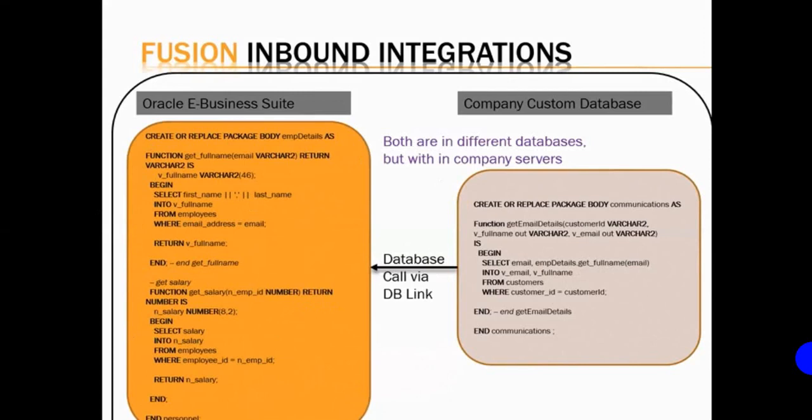There is a provision. If you enable DB links, then you can call the package which is available within the other database. We have a provision to call, because both are in different databases, but both are within the company servers. We have a provision for two different databases to talk to each other, because both are still in the same data center.